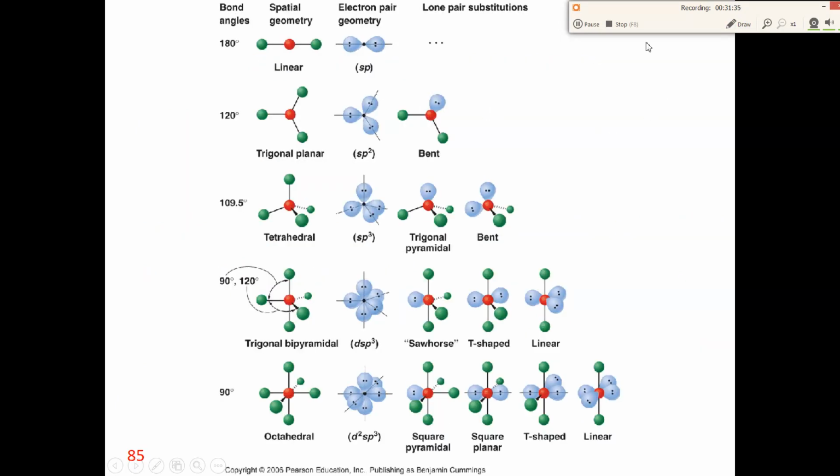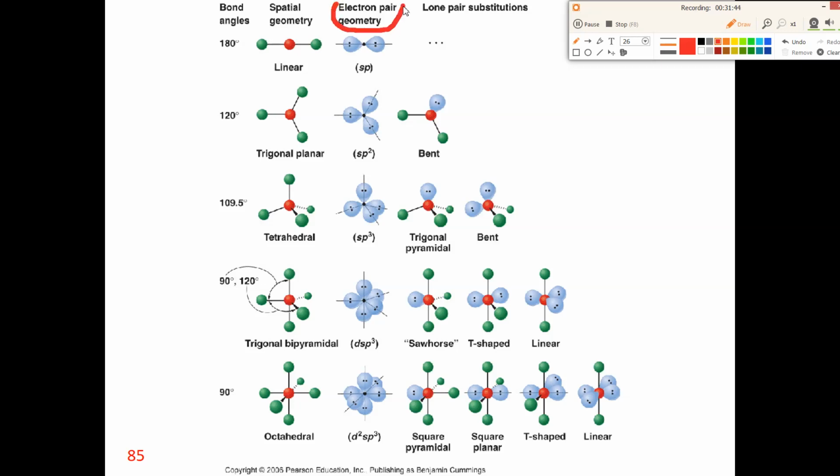Right, this is a summary of electron pair geometry, geometry of the molecule, and the bond angle.